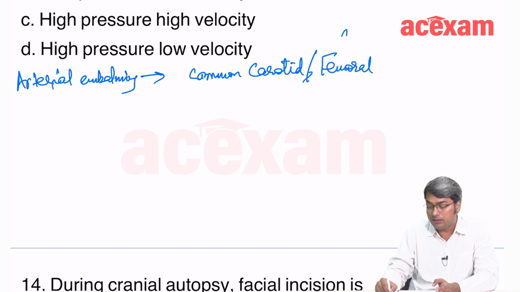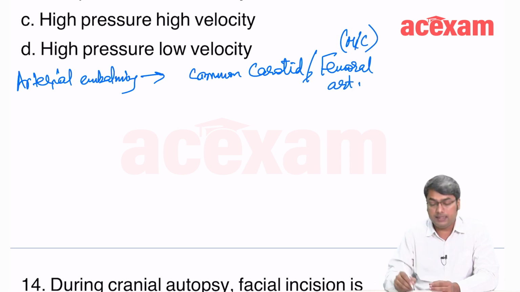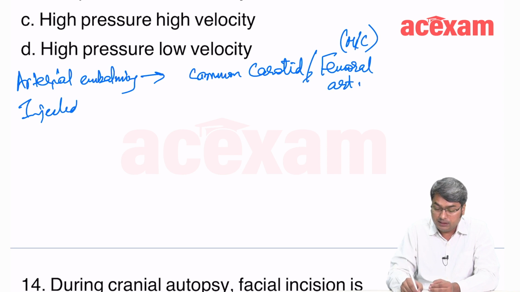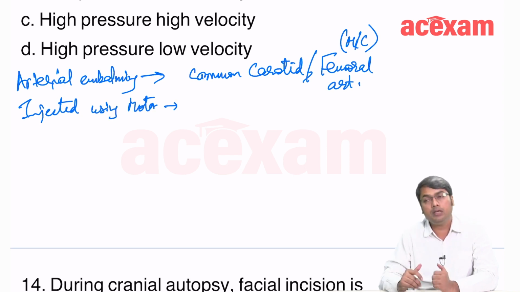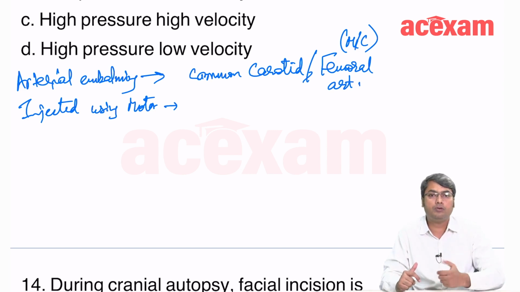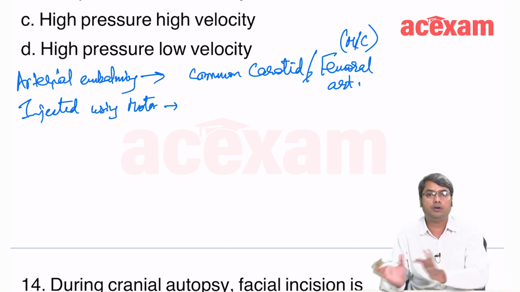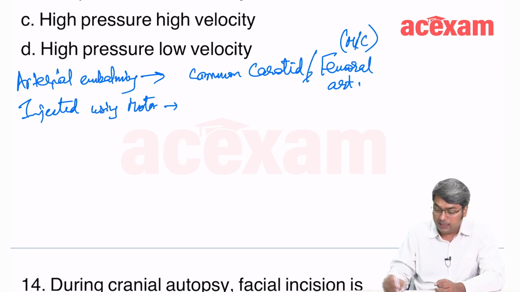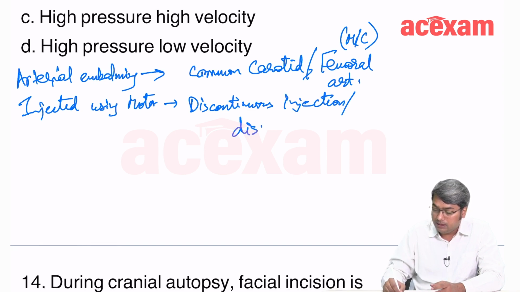Also through the femoral artery. This is the most common and preferred route, and embalming fluid is injected using a motor. It can be continuously injected and continuously drained, continuously injected with discontinuous draining, or discontinuously injected with discontinuous draining, and the best method is discontinuous injection followed by discontinuous drainage.